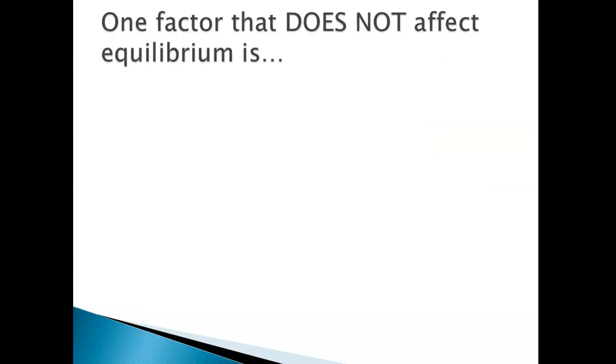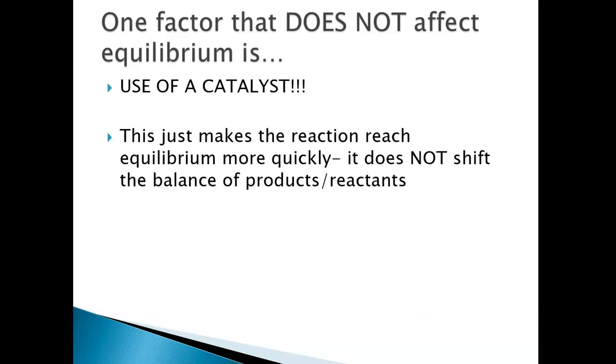Now, one factor that does not affect equilibrium is the use of a catalyst. If you remember back when we talked about potential energy diagrams, all a catalyst does is lower the activation energy. So it's going to help the reaction reach equilibrium more quickly. It's not going to shift the balance of products and reactants once we get to equilibrium.